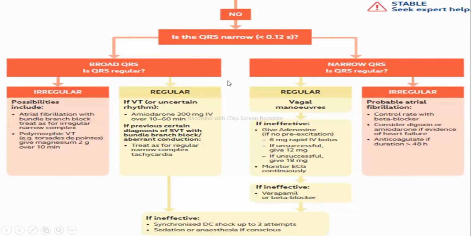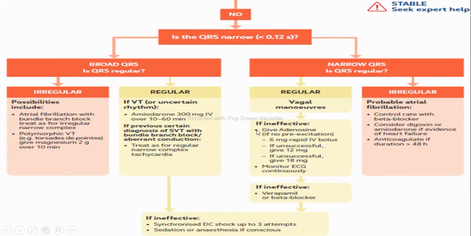Okay. So what if the patient has QRS narrow, or QRS broad? So if the QRS broad and regular, and the QRS narrow and regular. So QRS wide here, you have to check irregular or regular. Okay, so irregular means atrial fibrillation, or maybe polymorphic VT.